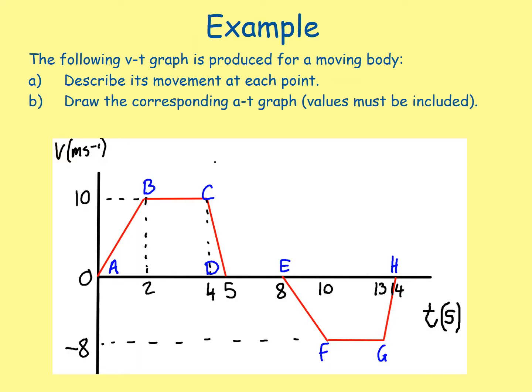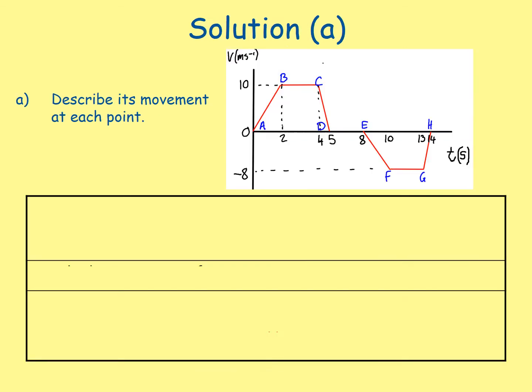Here's an example to look at. The following velocity time graph is produced for a moving body. A. Describe its movement at each point, and B. Draw the corresponding acceleration time graph, including values. Let's start with part A. We want to describe the movement at each point in this graph.